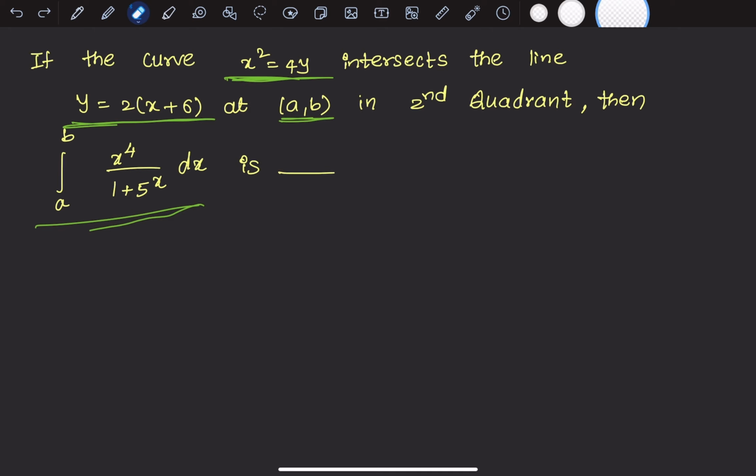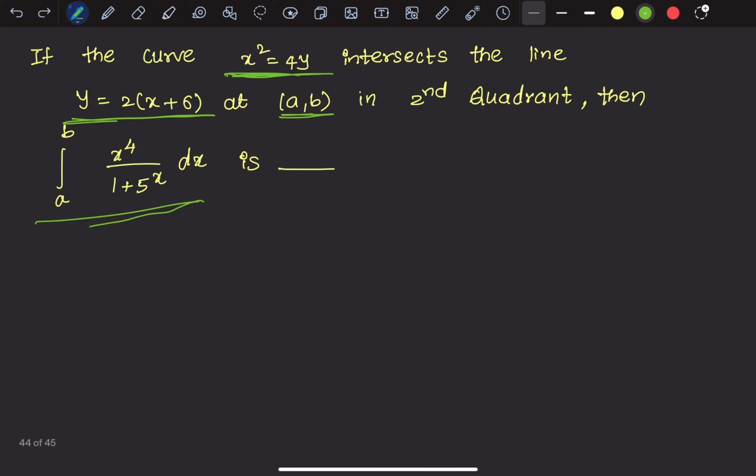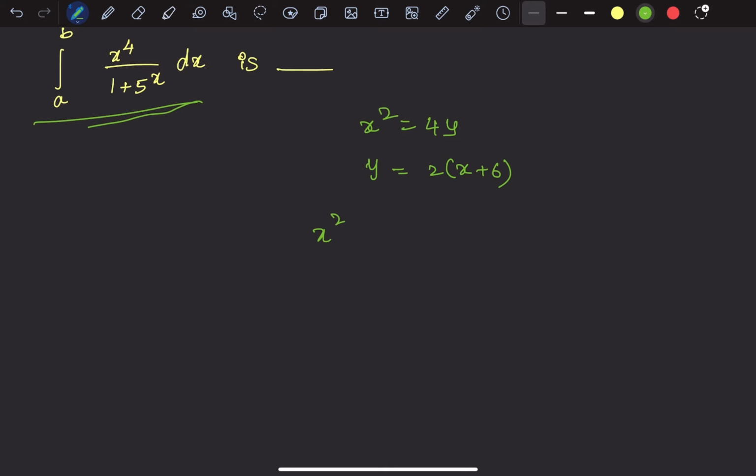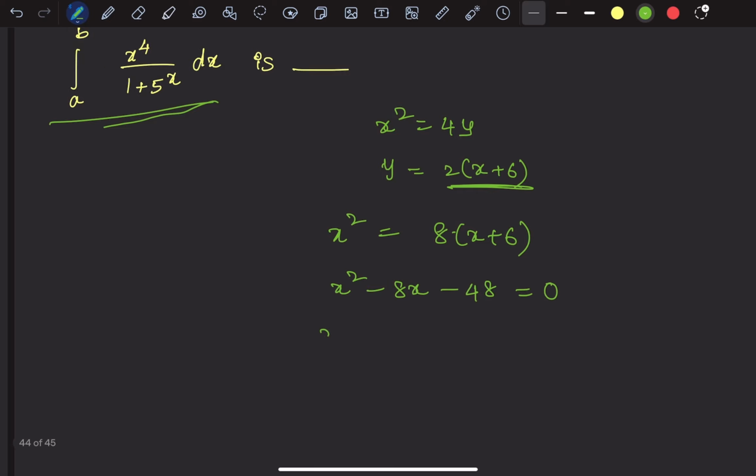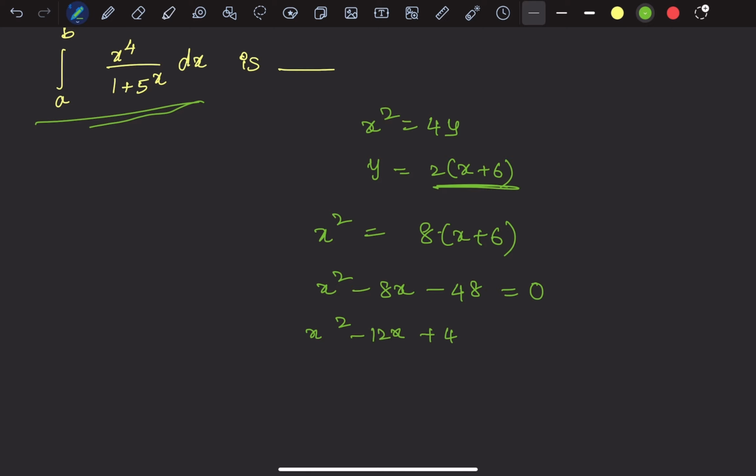Alright, now let us draw the graphs. x square is equal to 4y and y is equal to 2 into x plus 6. Let us solve these two equations to get the intersection point. So x square is equal to 4 into y, which is 2 into x plus 6, so this will be 8 into x plus 6. So x square minus 8x minus 48 is equal to 0. So x square minus 12x plus 4x minus 48 is equal to 0. So x into x minus 12 plus 4 into x minus 12 is equal to 0. So x is equal to minus 4 or 12.